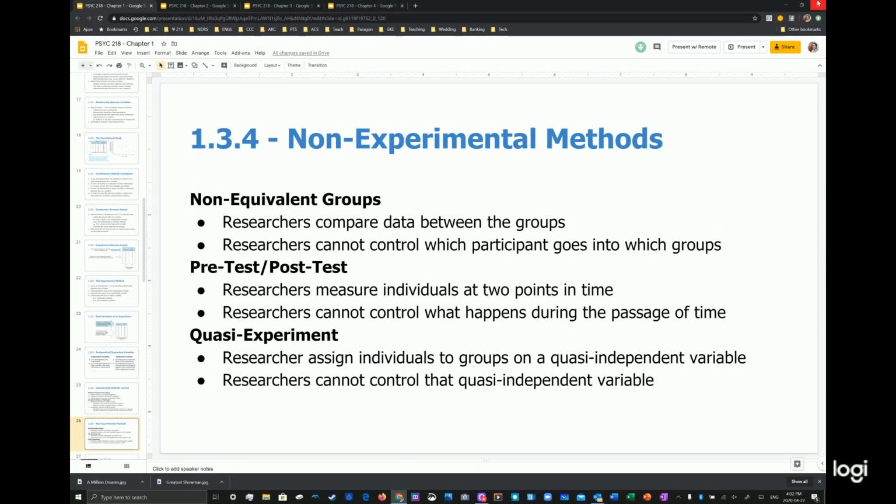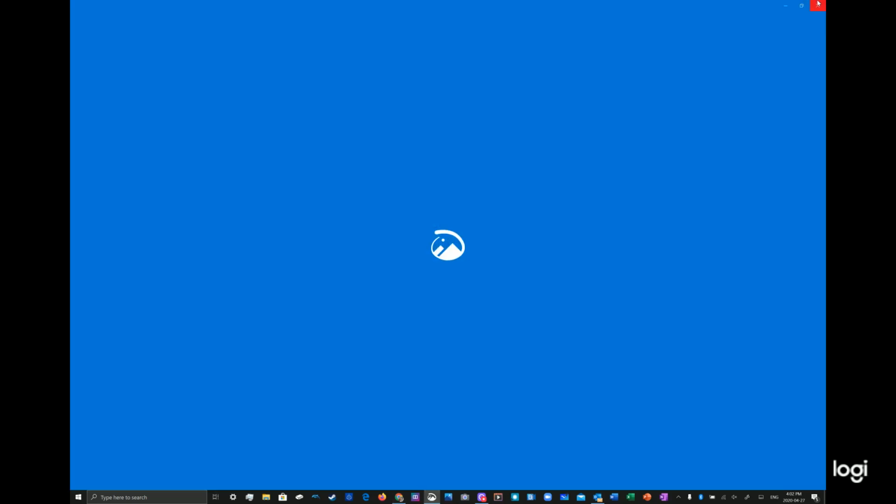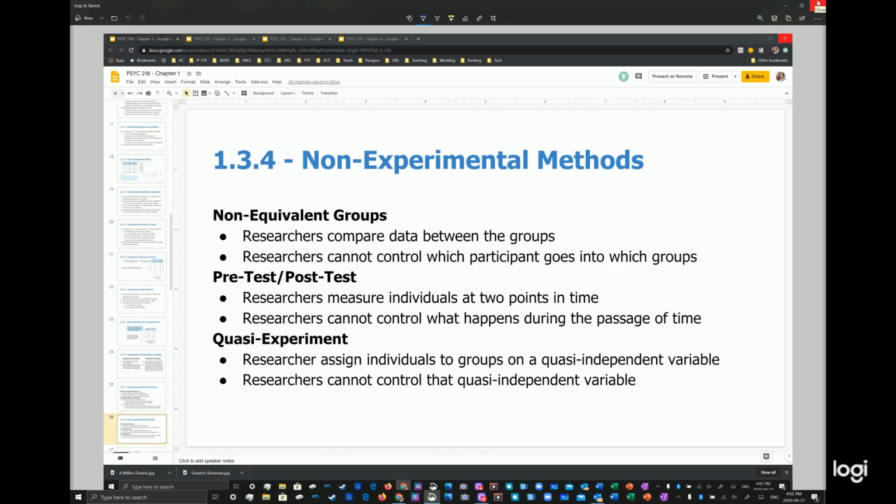So there are non-experimental methods as well, and we'll go over these in brief. Again, you can learn more about this in your research methods class. So there are non-equivalent groups where, yes, we're still comparing groups, but we can't control which participant goes in which groups. So it would be like, for example, naturally, if I were to ask whether you guys use a textbook or not, and you guys have made your choice, but we can't really control you. I can't make you go use a textbook or don't use a textbook. I can strongly encourage you to use a textbook, but it's still your choice.